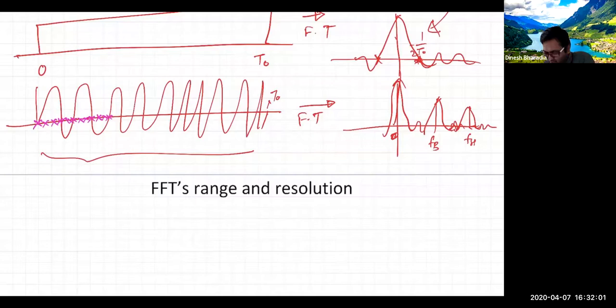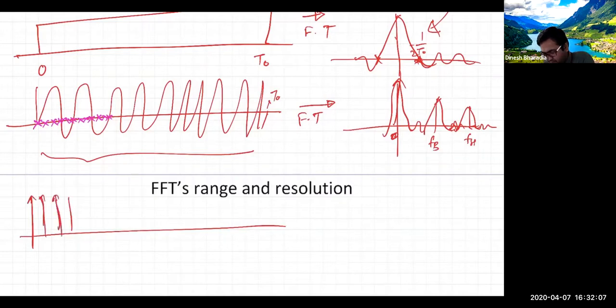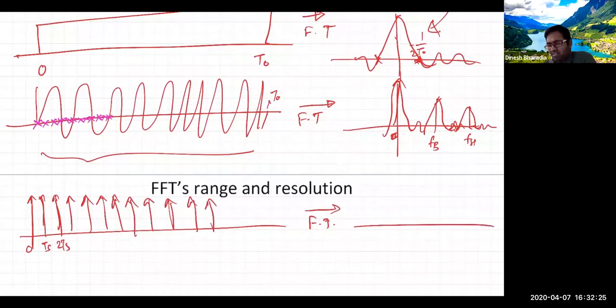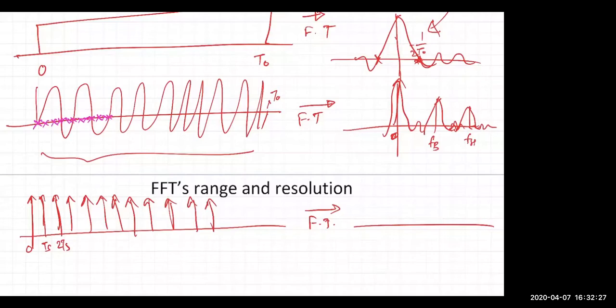So what we are going to do is just have an impulse train here now. Let's say this is at 0, TS, 2TS. What is the impulse train's Fourier transform? Like white noise? No, impulse train, sorry. It's another impulse train.